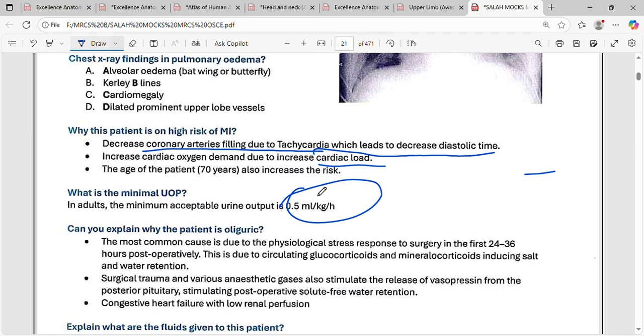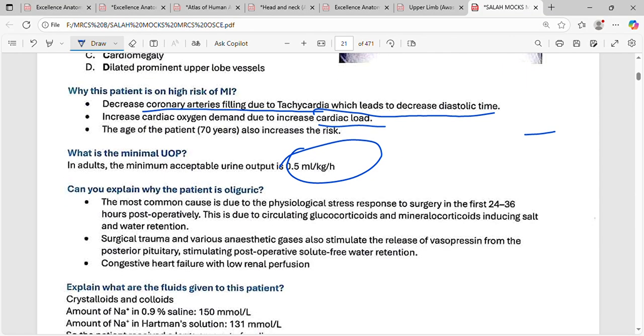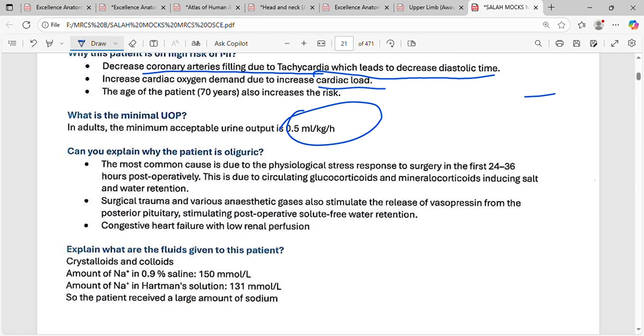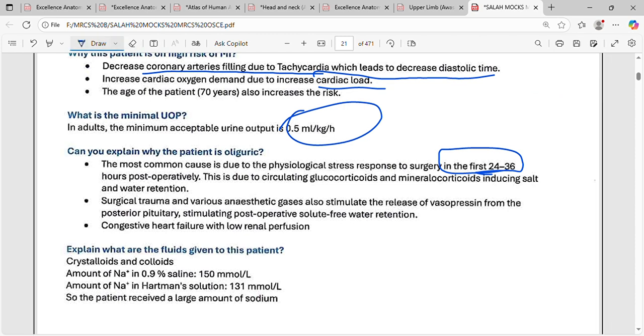So, can you explain why the patient is oliguric? The most common cause is the physiological stress response to surgery in the first 24 to 48 hours. Postoperatively, the body is under stress because of the surgery. Surgery is itself a stress. So the body secretes stress hormones like cortisol, ADH, and catecholamines. All these try to conserve body volume and body water.